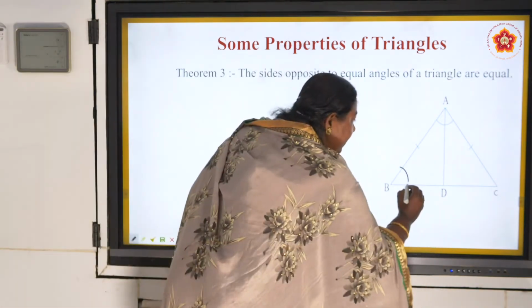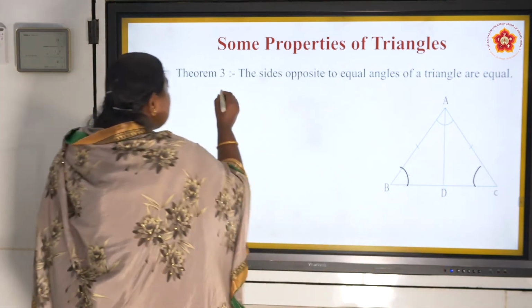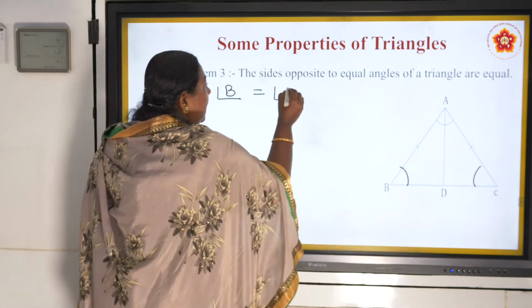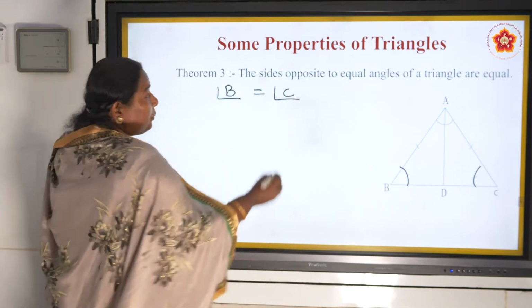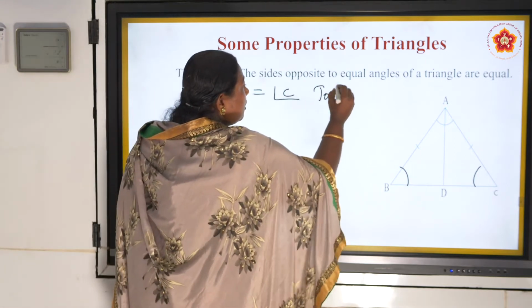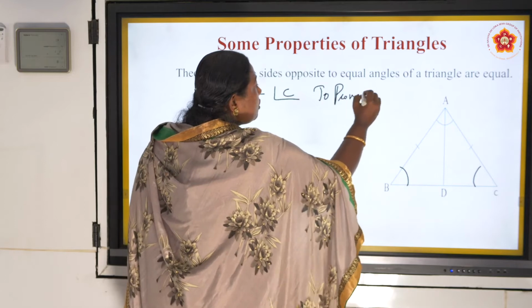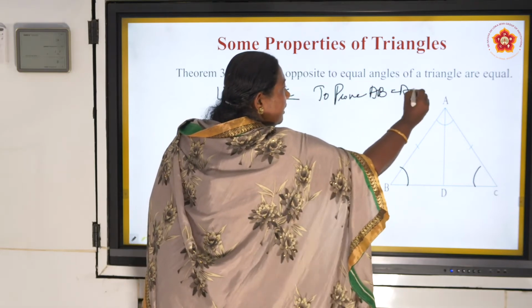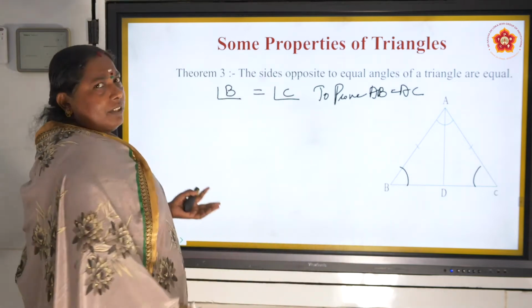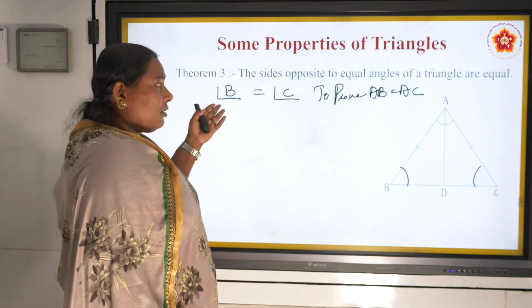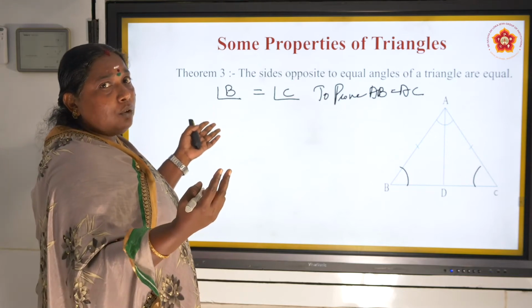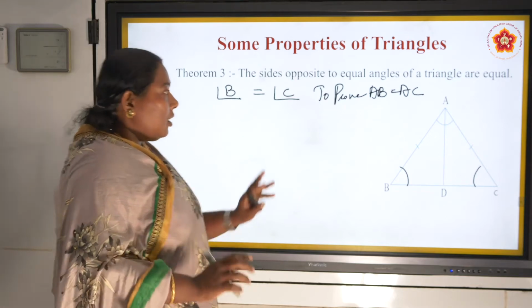They have given here angle B is equal to angle C. Here, what do I have to prove? To prove AB is equal to AC. So as in the previous one, I have one, I need two more. So what do I have to do? Same construction.